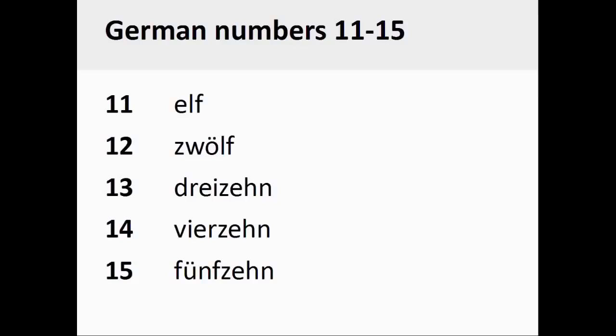The German numbers 11 through 15 are pronounced 11, 12, 13, 14, 15. Again, these numbers are formed in a manner that is similar to English.